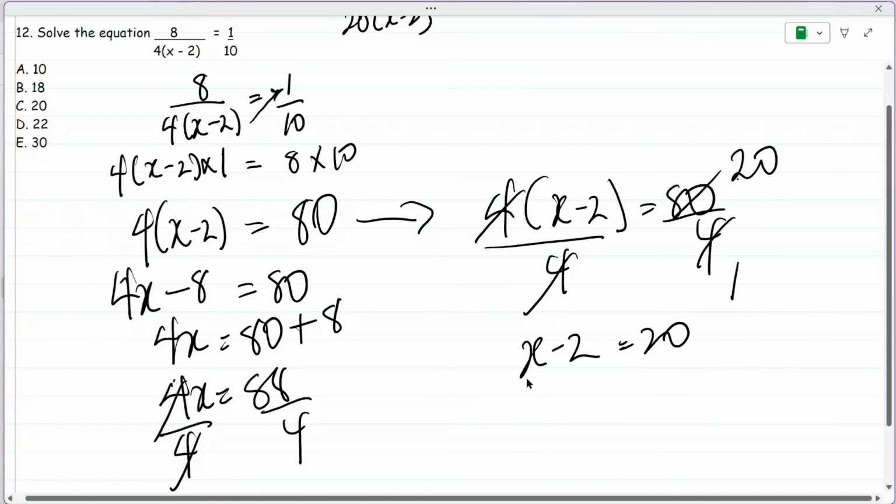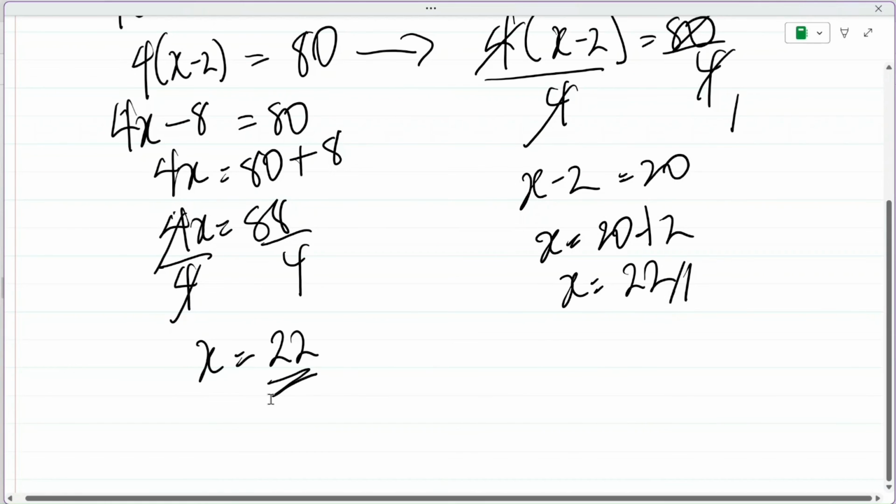Since we're looking for x, you have x equals 20. Then the minus 2 crosses the equals sign and goes outside and becomes plus 2. X equals 22. That's our final answer. Same answer as using the previous method.